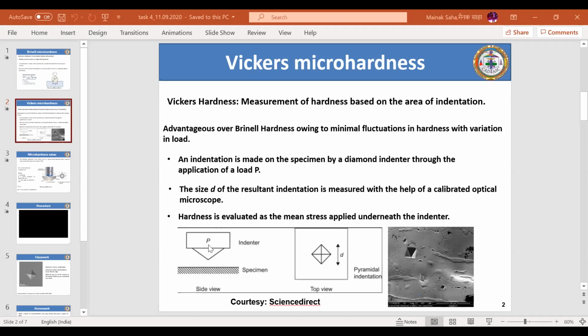So I started by applying a load of 1 kgf, and I got a hardness value of around 200 HV, or 200 Vickers micro hardness number. The second time I applied around 2 kgf, and I got around 204 HV. This way I kept on increasing till 10 kgf, and I found the numbers were within error limits. It was varying from 200 HV to a maximum of around 215 HV or so.